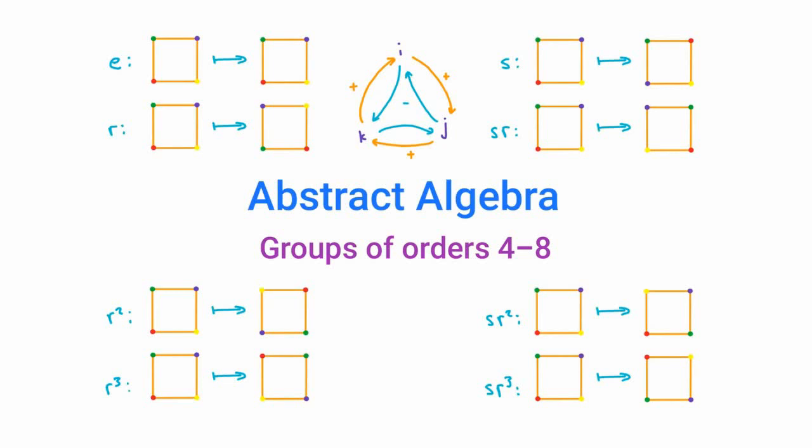In the previous video, we classified all groups of orders 1 through 3 up to isomorphism. In this video, we're going to continue by talking about groups of orders 4 through 8. Now, with groups of orders 1 through 3, the story ended up not being too exciting. There was only one group of each possible order, and they were all just cyclic groups. Well, with groups of orders 4 through 8, I think you'll see that things are a little bit more interesting.